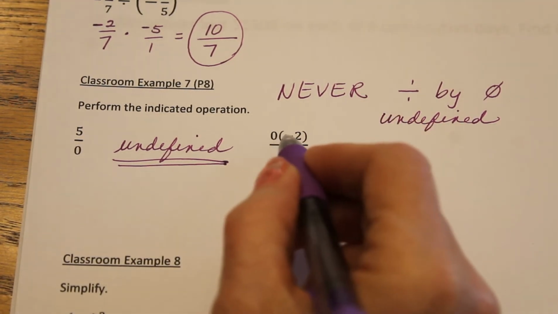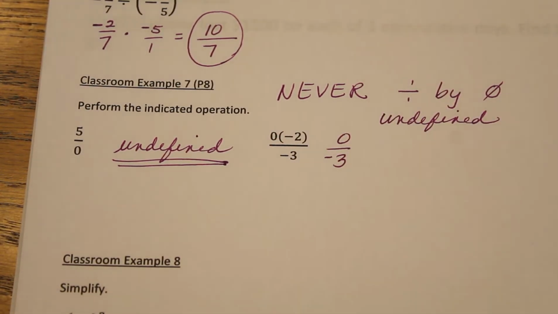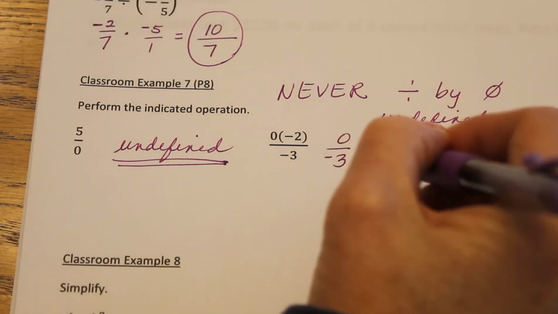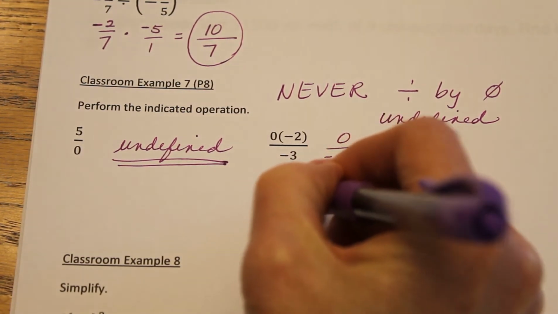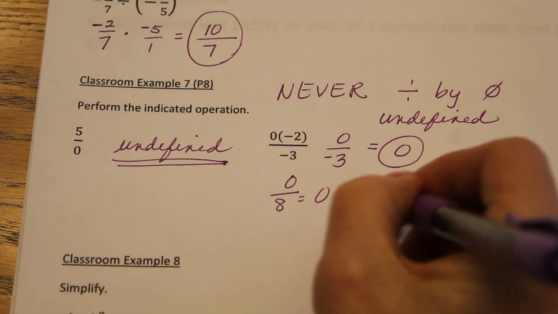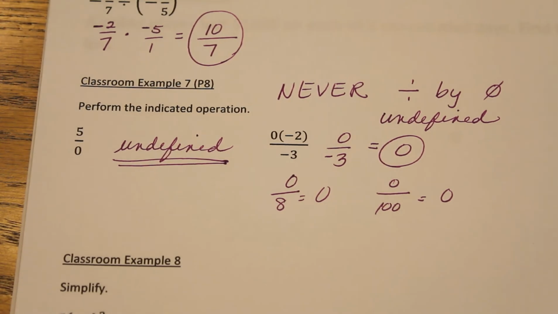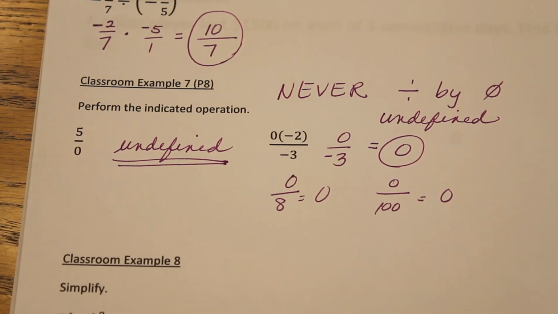All right, so here I'm going to multiply my numerator. 0 times anything is 0 over -3. You know what? You can have 0 in the numerator. That just means no parts. And so my answer is going to be 0. 0 is not positive or negative. 0 is just 0. So if I had 0 over 8, the answer is 0. If I have 0 over 100, the answer is 0. You can have 0 in the numerator, but you cannot have a 0 in the denominator. Okay, you're going to go and try on your own practice number 8. That's making sure you never divide by 0.